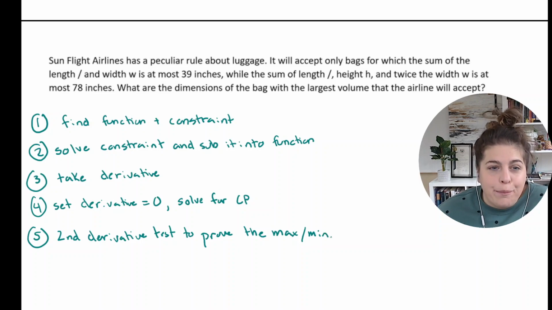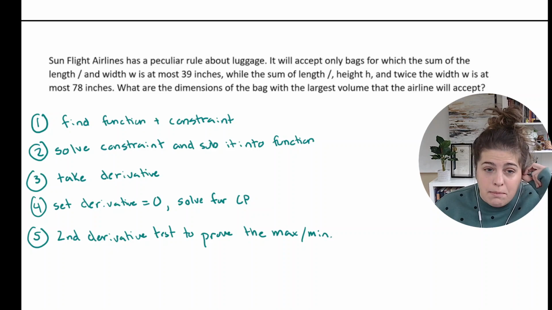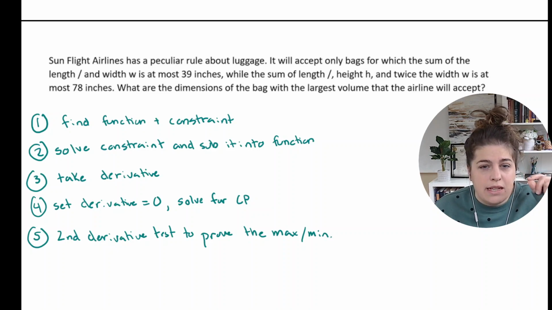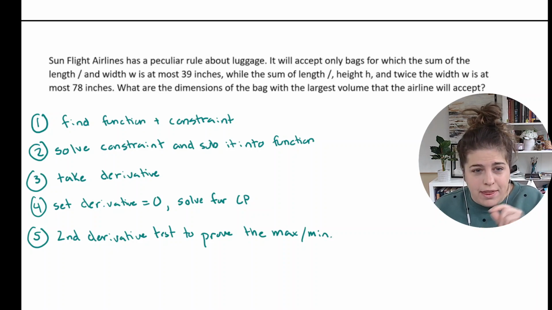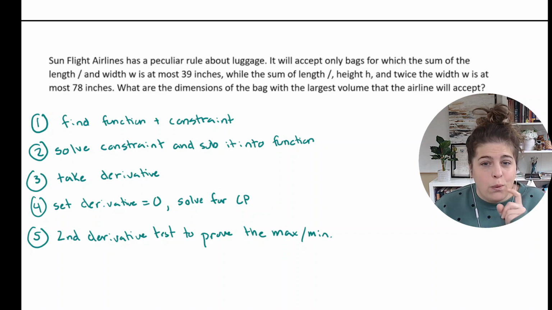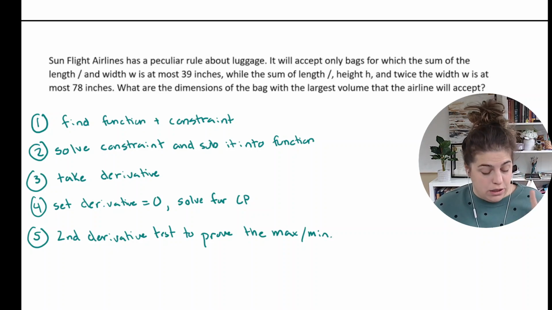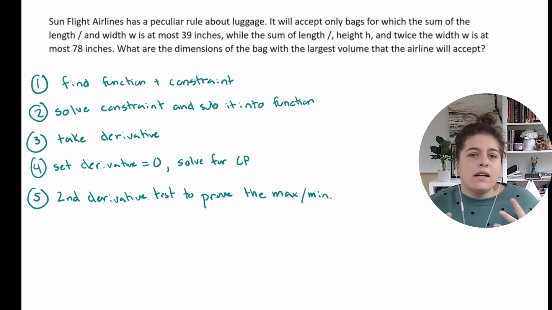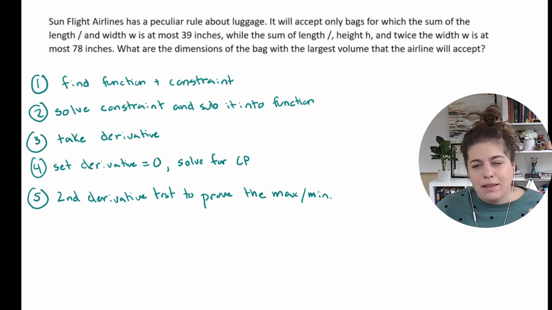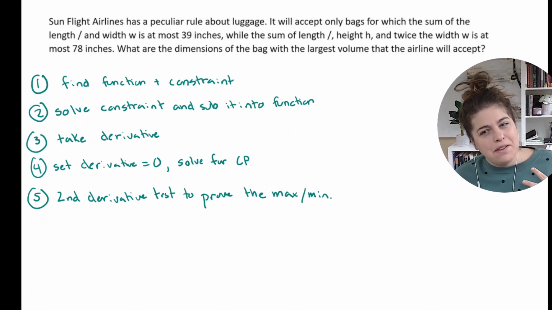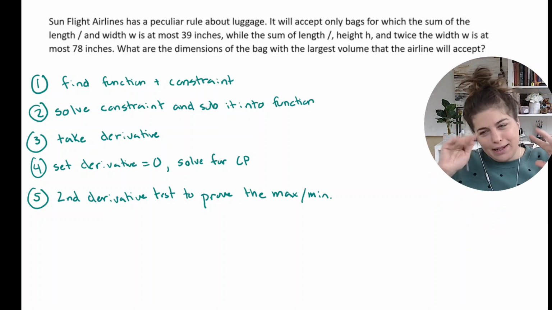Okay, so in this situation, Sunflight Airlines has a peculiar rule about luggage. It will only accept bags for which the sum of the length, width is at most 39 inches, while the sum of the length, height, and twice the width is at most 78 inches. What are the dimensions of the bag with the largest volume that the airline will accept? So this one is a little bit extra because we are going to have two constraints here. And these could be conflicting constraints. And in real math, there's a whole different way that we might handle this, but like we are doing commerce and math, so it's going to be fine.